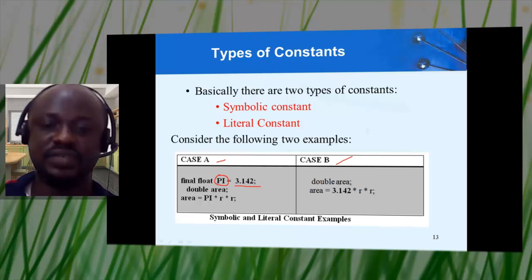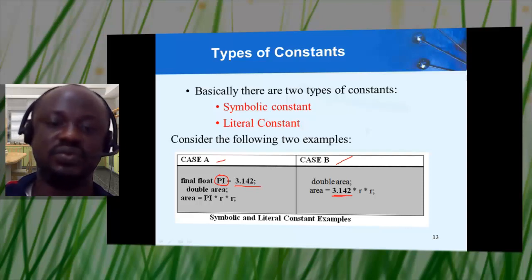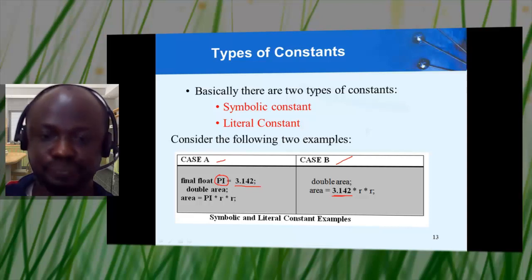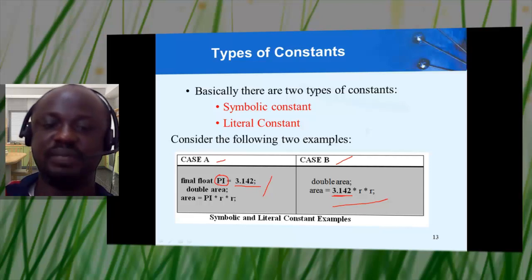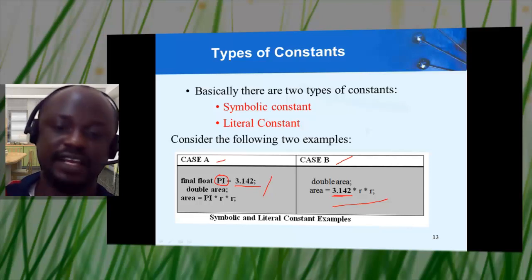Now when we come here to case B, we have declared area as double, right? But here we didn't assign the 3.142 to any variable. We just typed the 3.142 into the formula. So this one here is a typical example of a literal constant, and the other is a symbolic constant. That is where you assign the constant value to a variable, then you pass the variable into the formula. But in a situation whereby you write the value directly into a formula, then it becomes a literal constant.